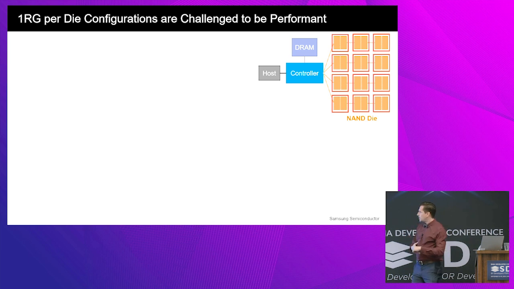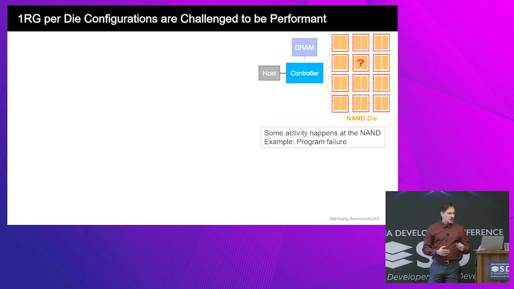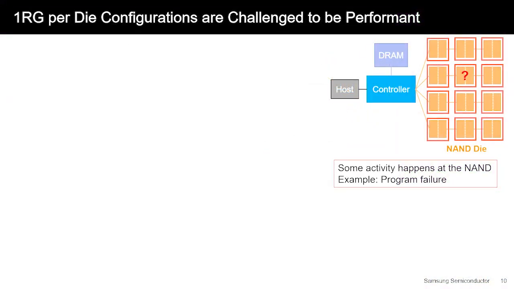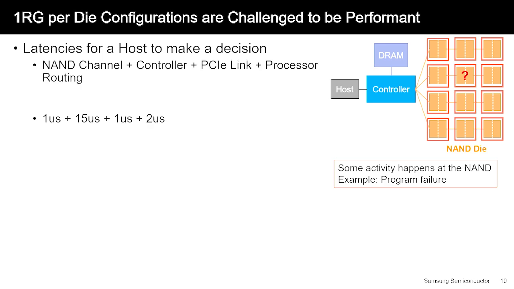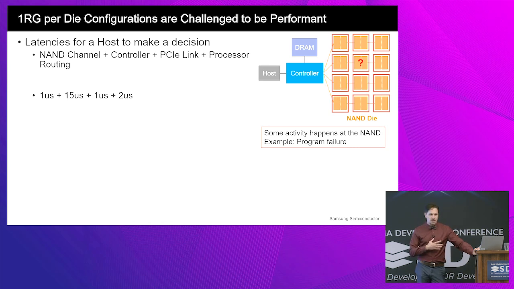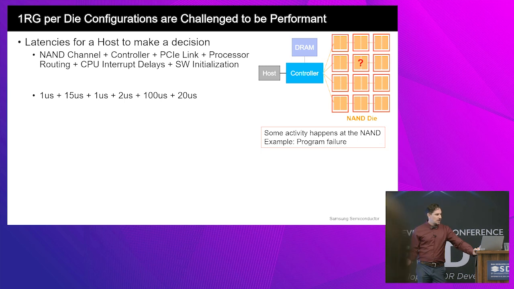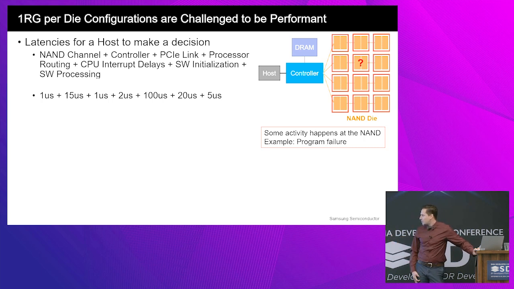So the other thing with 1 RG per die configuration, something that I think is missing in general discussions as well, is that there's going to be some activity on NAND die, and I'll go with an example of a program failure. They're pretty rare, but I think that it will happen sometimes that you have a program failure. And if you were to have a host try and make decisions for this, you're going to have a latency to discover that there's a program failure from the NAND channel, following the controller delays, the PCIe link, the processor routing through the internal processor of the host processor, CPU interrupt. Then you have to do your initialization, software processing to actually make the decision of what you want to do on this particular program failure event.